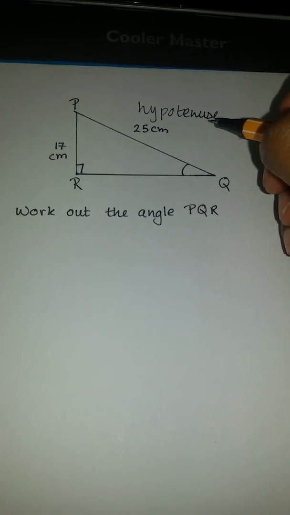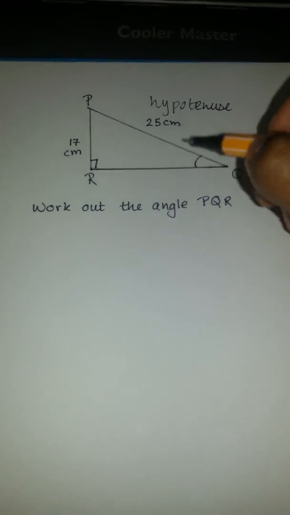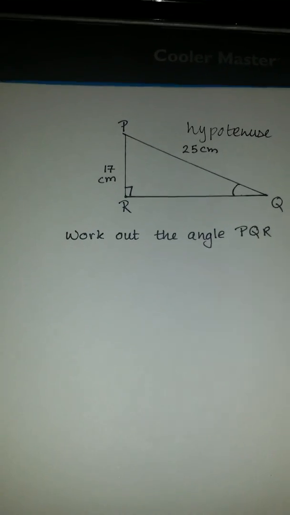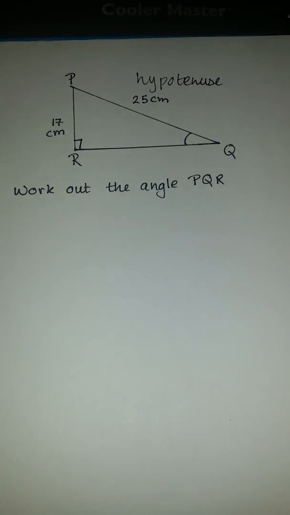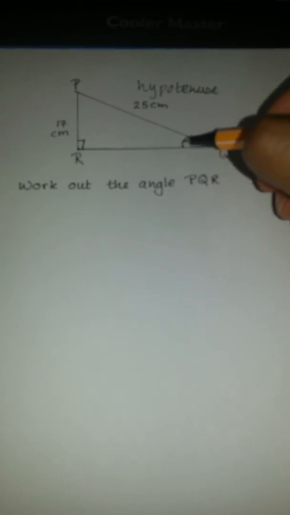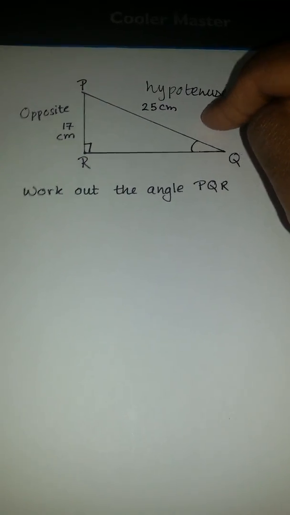Okay, now in order for me to work out an angle, if I'm given two sides, I'm going to use trigonometry. But before I can use trigonometry, I need to label my sides correctly. So the side opposite the angle in question, which is PQR, is going to be the opposite side. We've already marked the hypotenuse. The last remaining side is going to be the adjacent side.